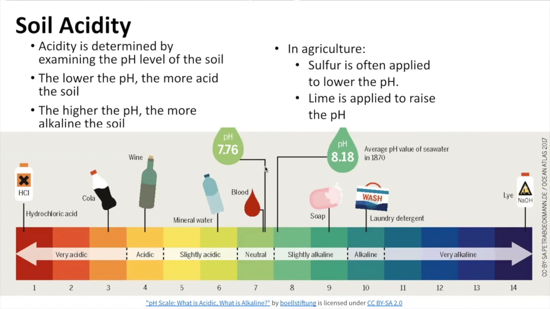A lot of times we get confused when we try to figure out which is going up and which is going down. Most crops are going to like a pH around 7. You get above that, you want to lower it towards 7. You get below that, you want to raise it towards 7.